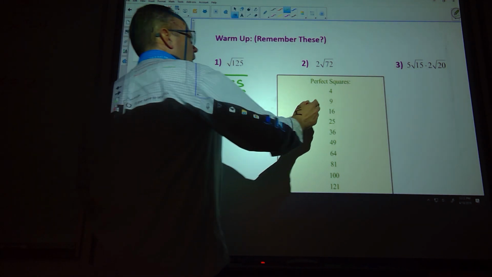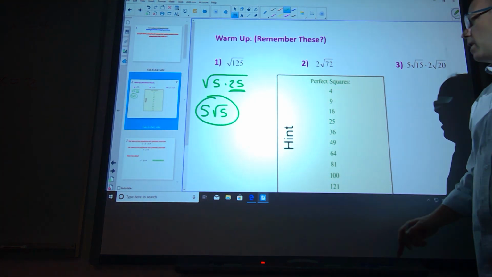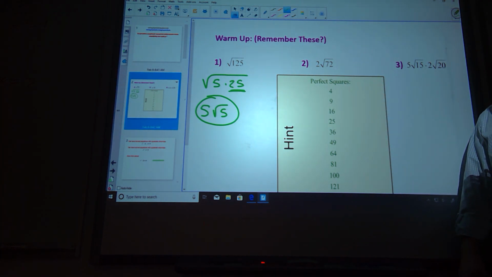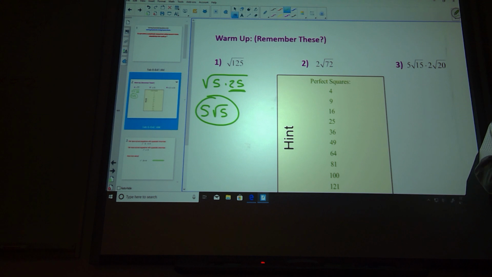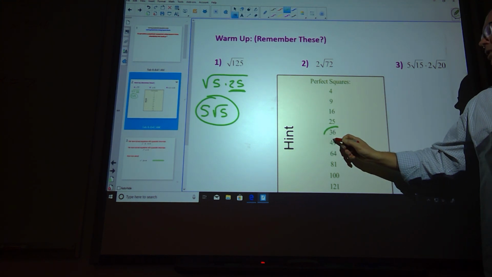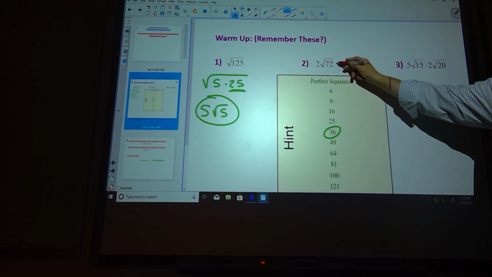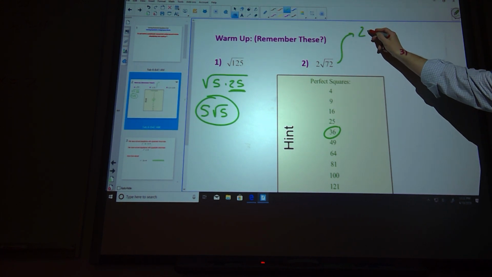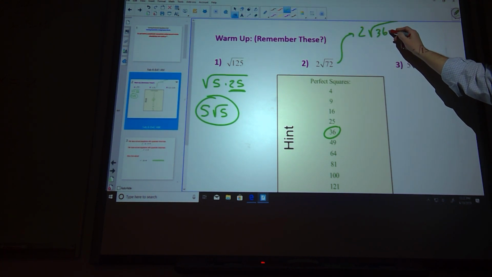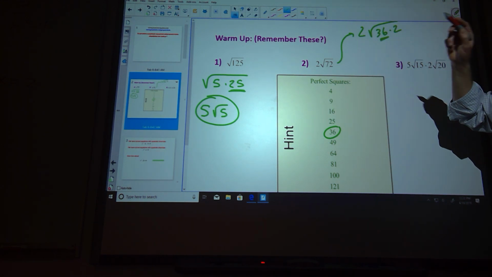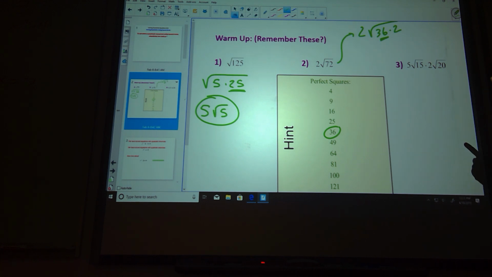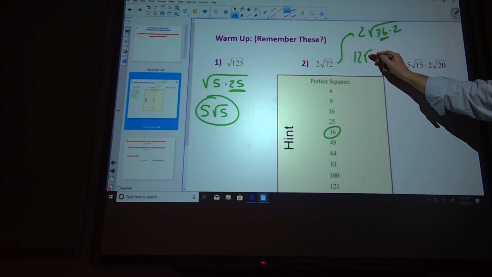And then maybe on this one, does anyone recognize a perfect square up here that is part of 72? I will tell you 9 is indeed a perfect square, but it's not the biggest perfect square. 36 is. Good. So 36 is a big perfect square. So this is going to be 2 times root 36 times 2, because 36 times 2 is 72. What's the square root of 36? 6. What does that 6 do with the 2 outside? Multiply. So I get 12 square root 2. Done.